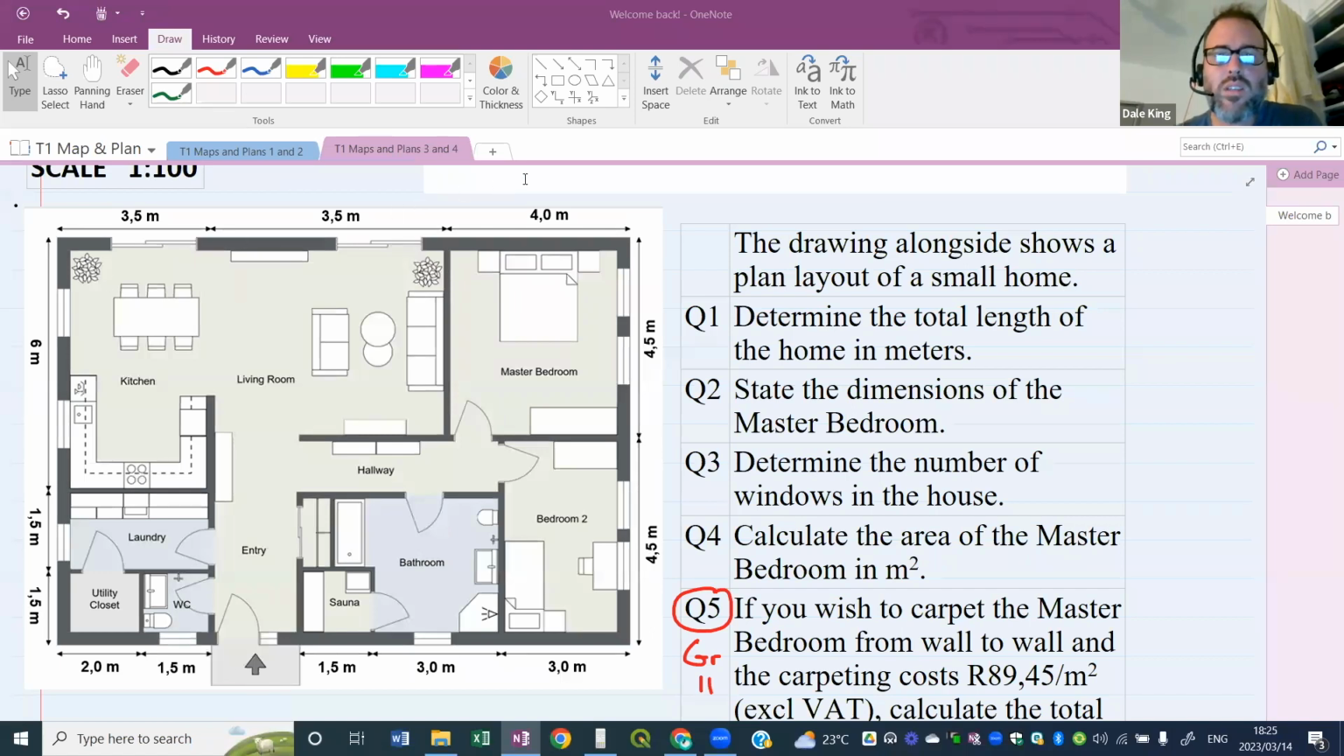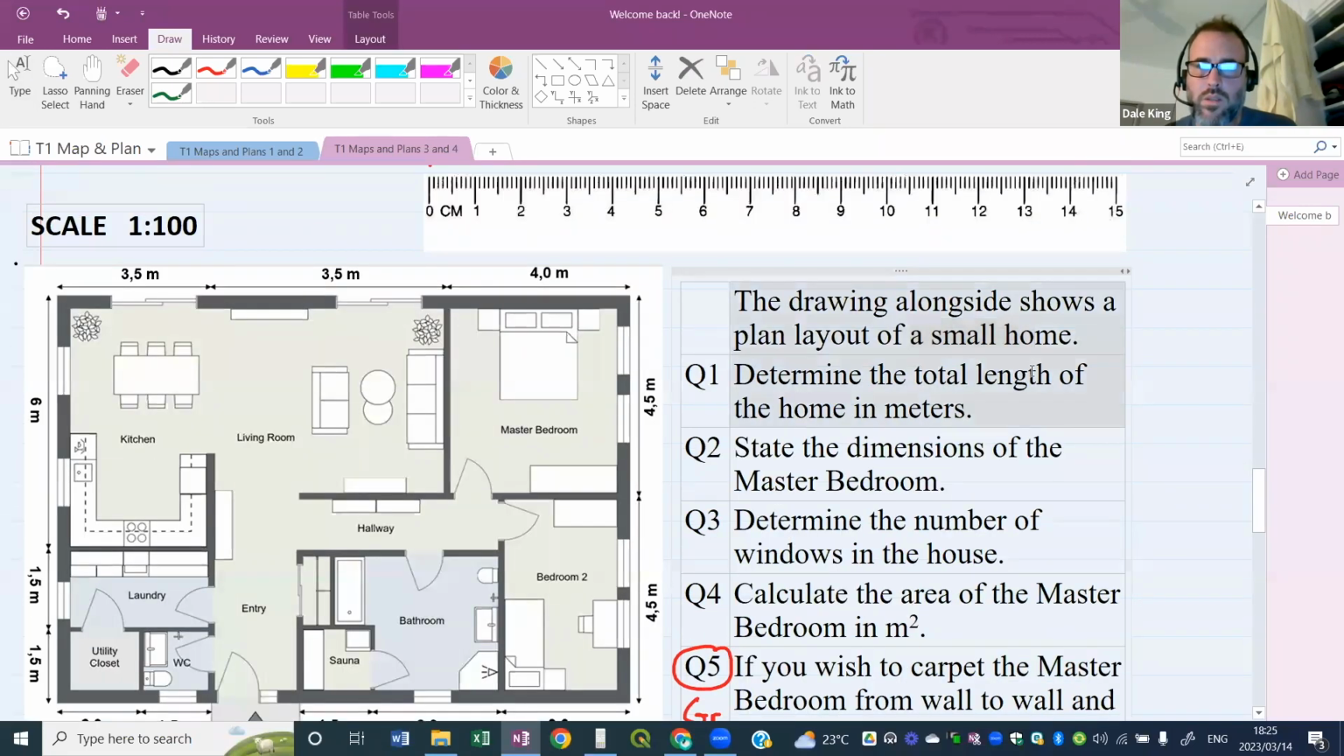Okay, so the question says determine the total length of the home in meters. So you think that the words total length means perimeter. I see where the confusion is coming in. The total length that the question is referring to here is just the length of the house. Maybe the word total got you guys to start adding everything up. I just want the length of the house. Just the length, not the perimeter of the house.